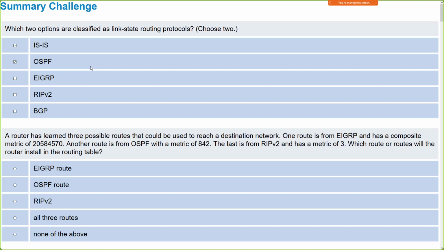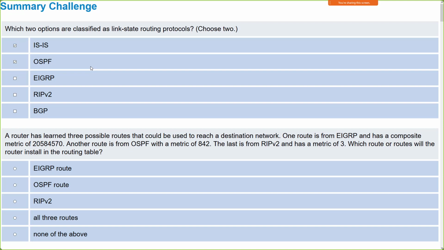It does take a lot of characteristics of link state, but it still doesn't have a complete picture of the topology, so it's still considered to be a distance vector routing protocol. RIP is considered to be a distance vector, and BGP is classified as a path vector routing protocol.